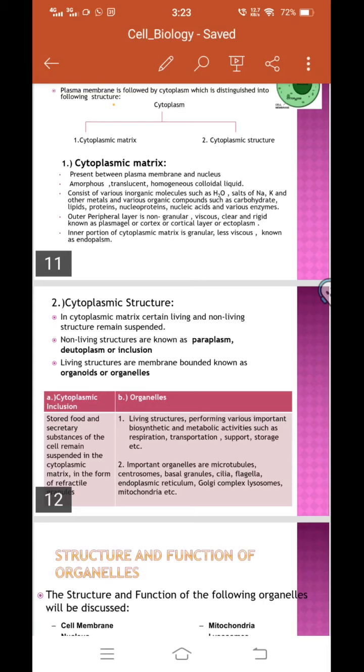Small grains are present in the cytoplasmic matrix, and the cytoplasmic matrix is known as endoplasm. So the cytoplasmic matrix can be divided into two parts, that is the ectoplasm and the endoplasm. Ecto means outer portion, endo means inner portion. Okay.